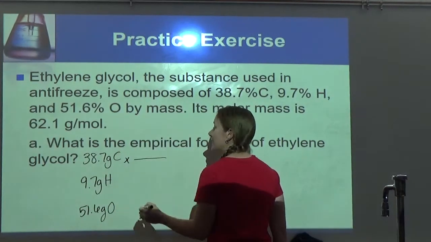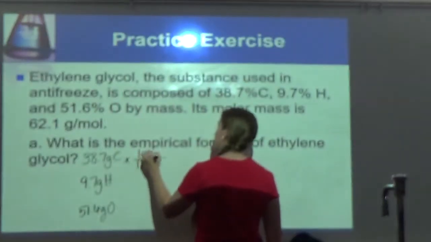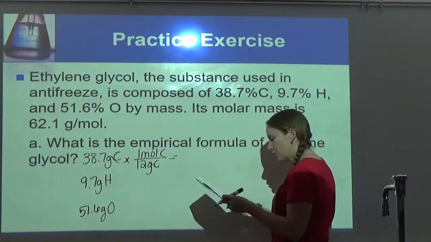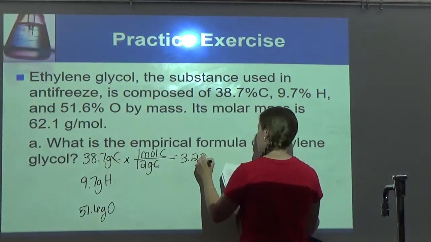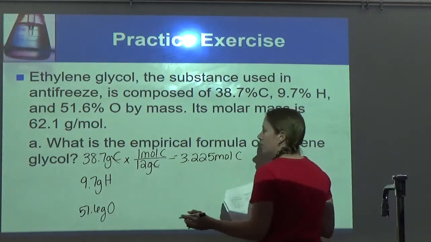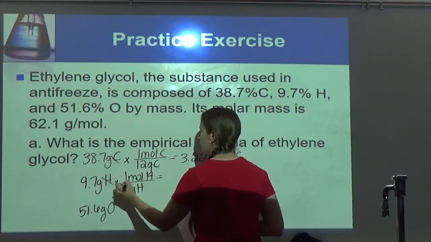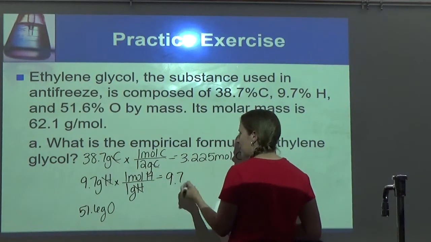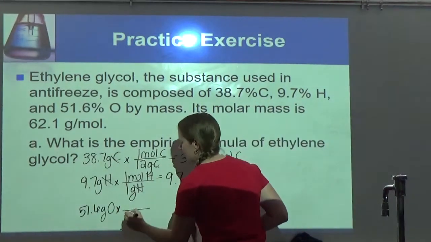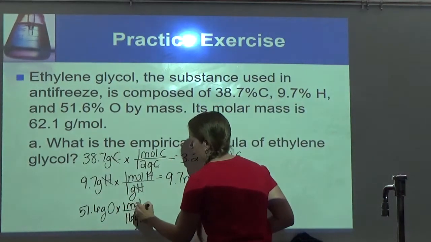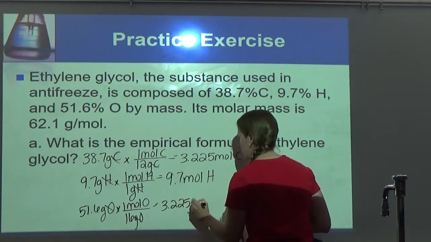Alright, so my next step, of course, is to change to moles by dividing by molar mass. So 12 grams of carbon is in 1 mole. Those grams cancel. For this, I got 3.225 moles of carbon. For hydrogen, of course, it's just 1 gram per mole every single time. So hydrogen's number never changes. So if I was on the AP exam, I probably wouldn't even waste time writing out this step for hydrogen, to tell you the truth. And then oxygen, of course, is 16 grams per mole. So once I divide oxygen, I get 3.225 moles of oxygen.